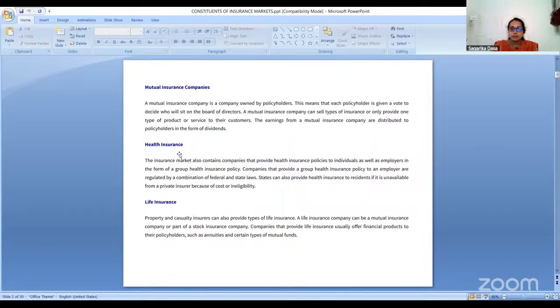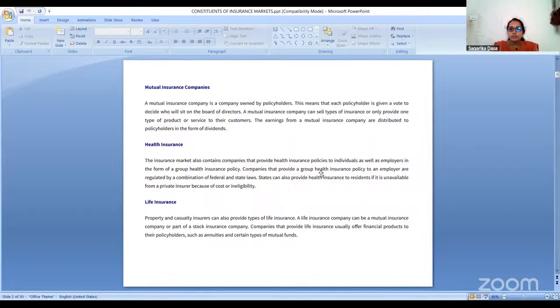Next, the health insurance company is also a component in the insurance sector. The insurance market also contains companies that provide health insurance policies to individuals as well as to employees in the form of group health insurance policies. Most of you might have heard that people who work in different sectors and companies are offered an insurance policy, a life insurance or health insurance policy, either as a group health insurance policy or as individual health insurance policies. That comes under the health insurance industry.